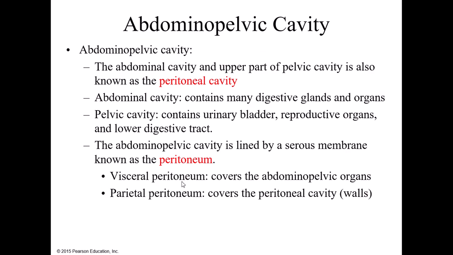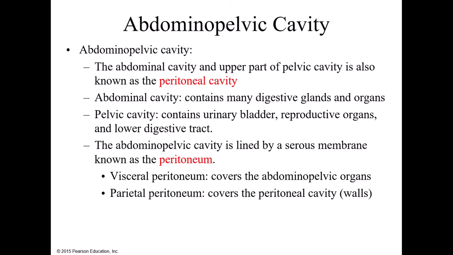Let's go back to the note. So this cavity also contains a serous membrane. That serous membrane is known as the peritoneum. So that's the lining that's going to produce the thin, slippery fluid. Again, the lining on the organs is known as the visceral peritoneum. The lining on the abdominopelvic wall is the parietal peritoneum.